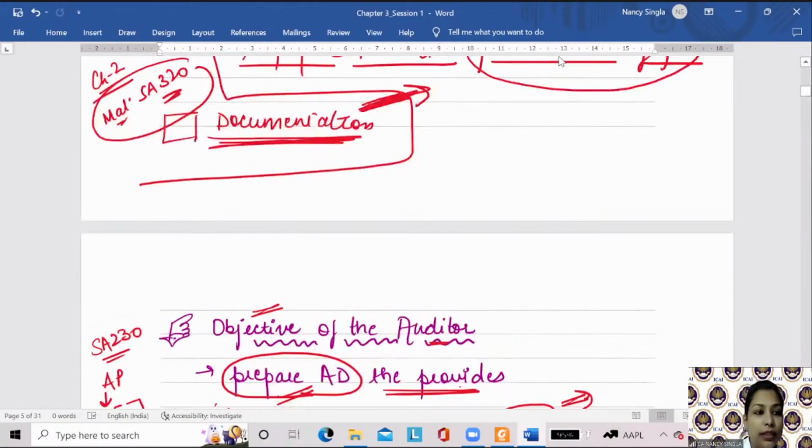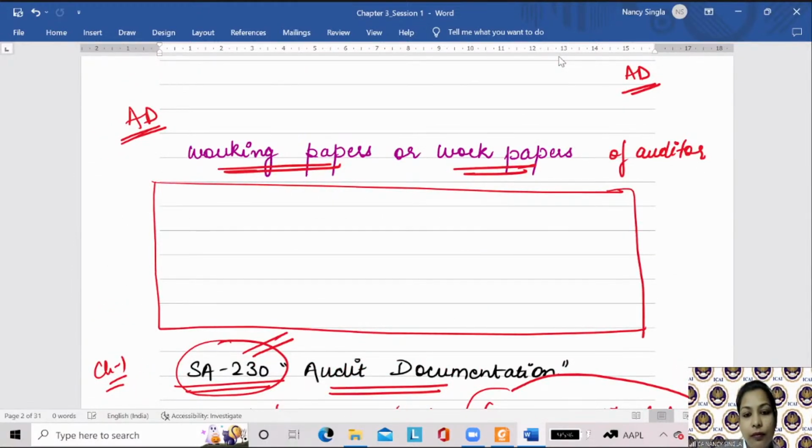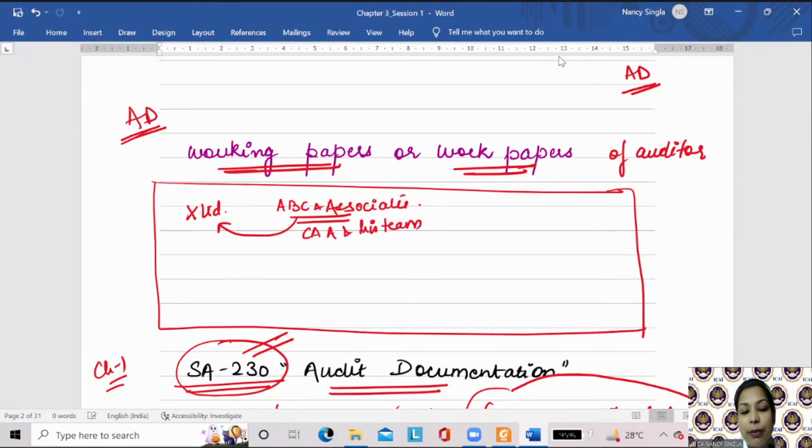So look at this area. Let's say X Limited is the client, and the name of the audit firm is ABC and Associates. It is conducting the audit of the financial statements of X Limited. CAA and his team, that is, CAA is the engagement partner with respect to the audit of X Limited.